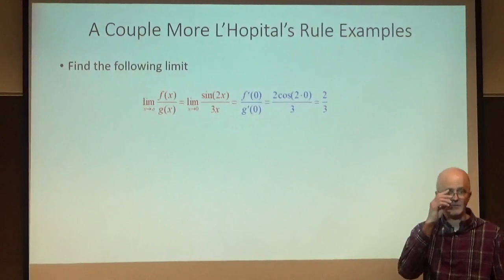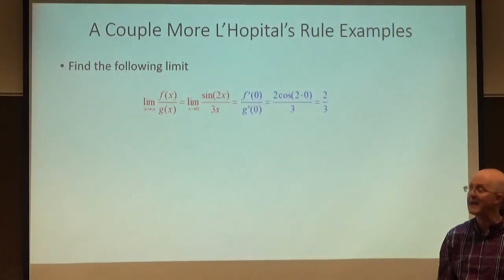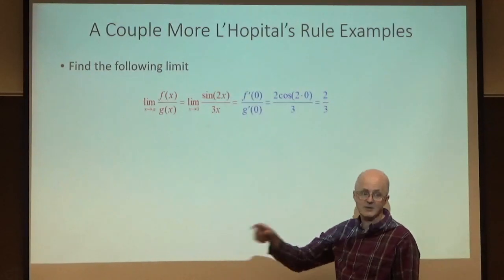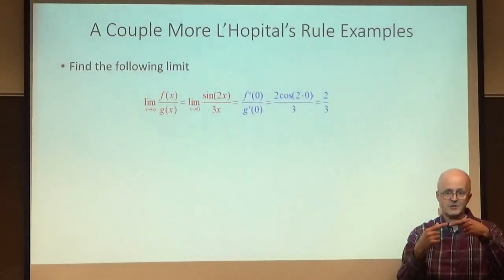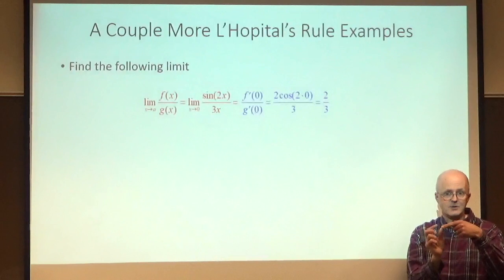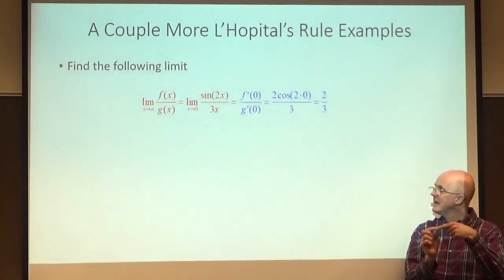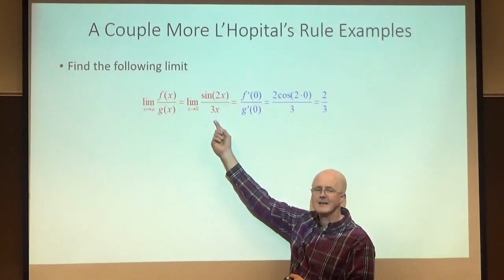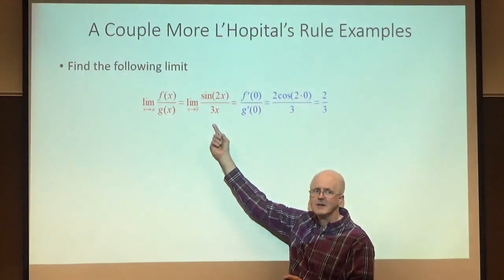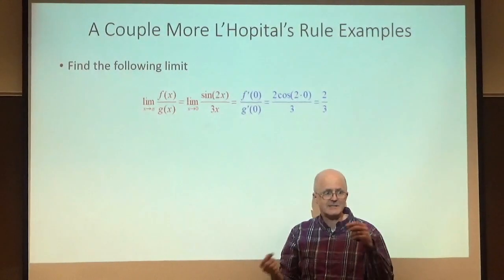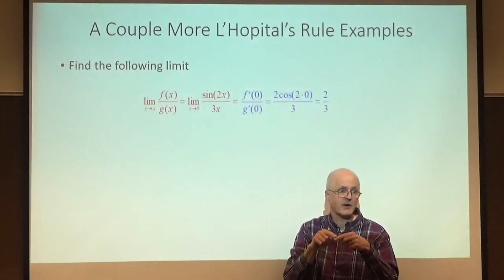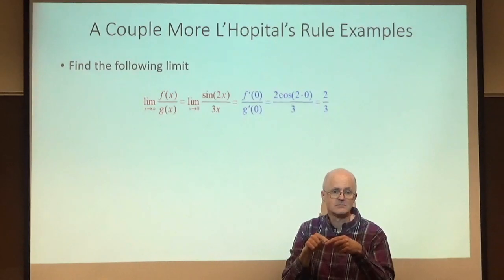And you can check this graphically, and I encourage you to do that after class. Graph this function sine of 2x over 3x, and you'll see in your calculator that it does seem to approach 2/3 as x goes to 0. By the way, it is undefined at 0, right? You can't plug in 0 into that. It's undefined. But it does not have a vertical asymptote, it's got a hole in the graph. And this calculation helps you figure out the second coordinate of that hole.